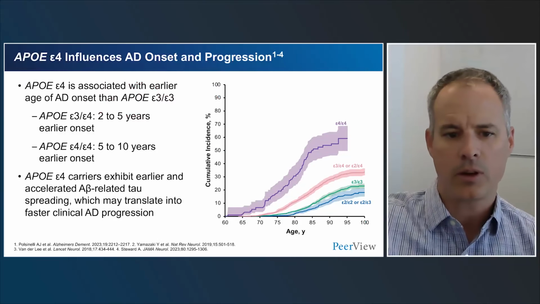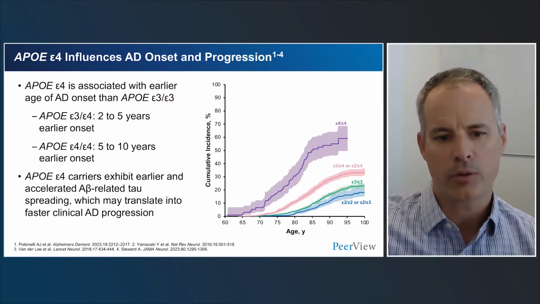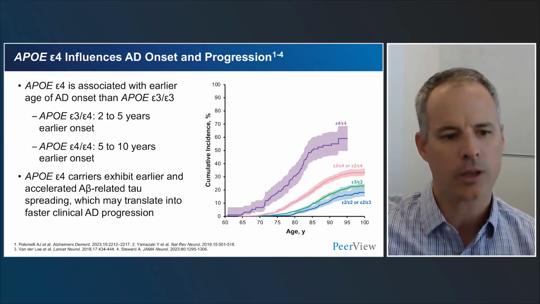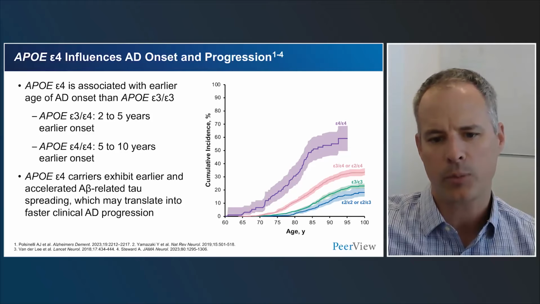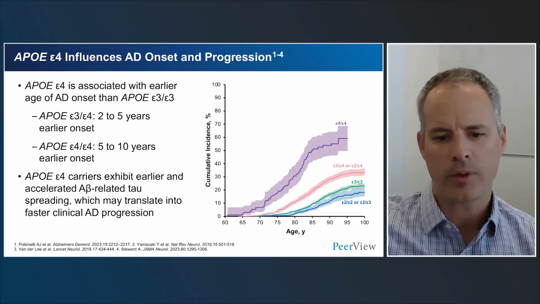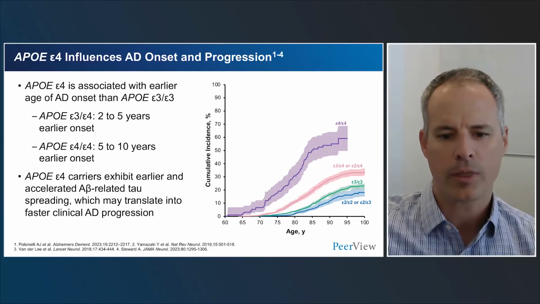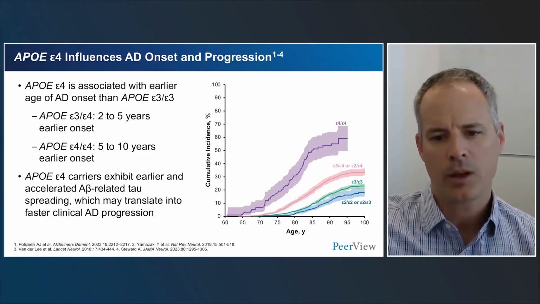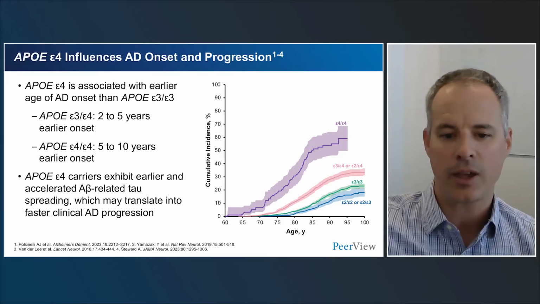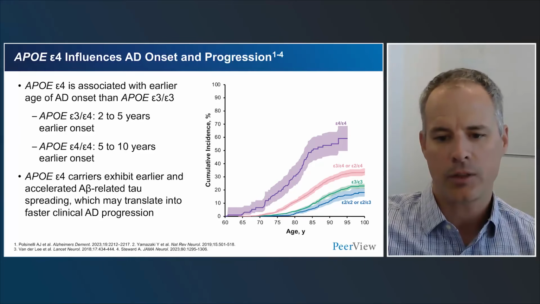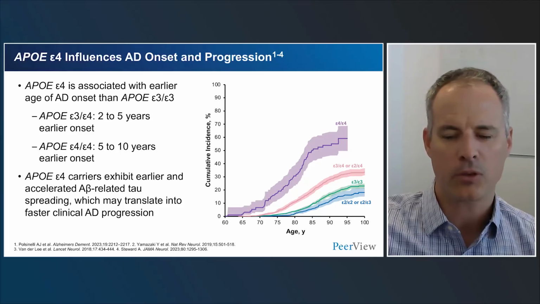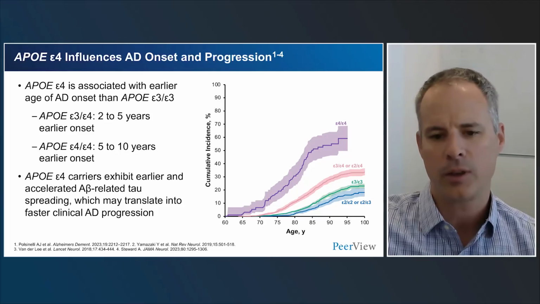APOE4 influences the onset and progression of the disease as well. These are survival curves showing the cumulative incidence of Alzheimer's disease dementia in these patients. The patients who are homozygous for APOE4, this purple line, are developing disease earlier. You can see even by 80 years old, about 30%, 40%. So they're more likely to get the disease, and they get it at a younger age than the other groups. And again, you can see the APOE2 alleles having this protective effect.